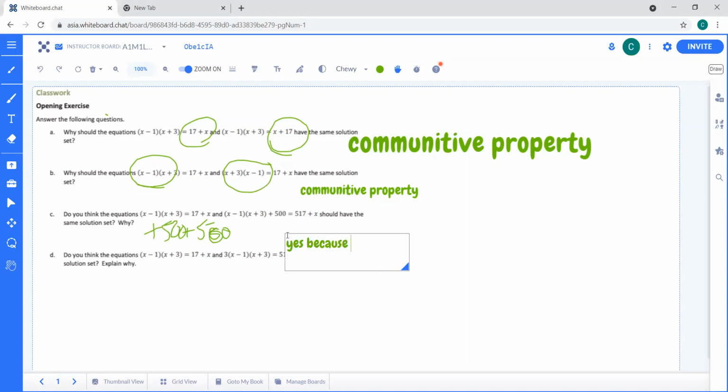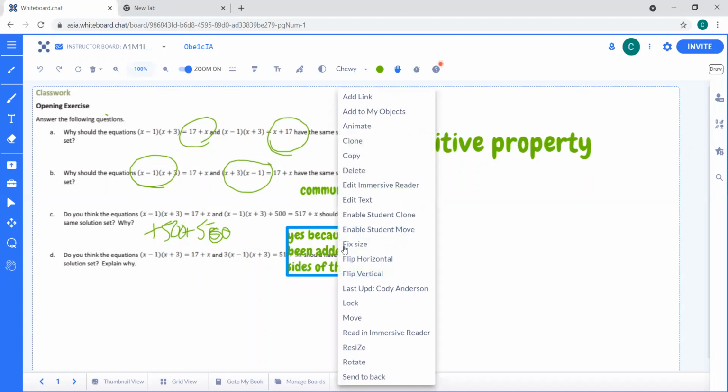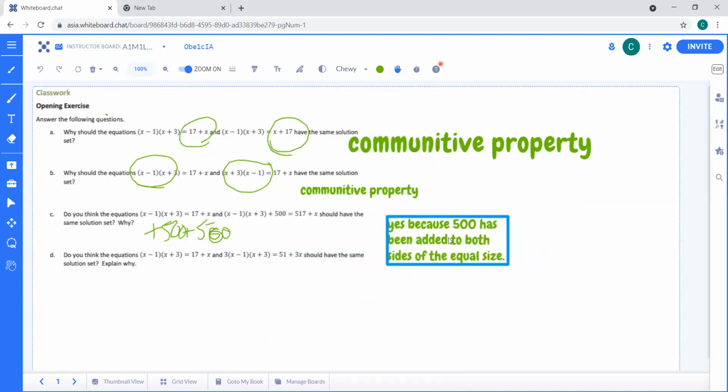Because 500 has been added to both sides of the equal sign. Remember, that's just manipulation. We're not doing anything to it. We're just manipulating it. It all is the same thing. That still applies. All right, let's look at this next one. Is it the same?